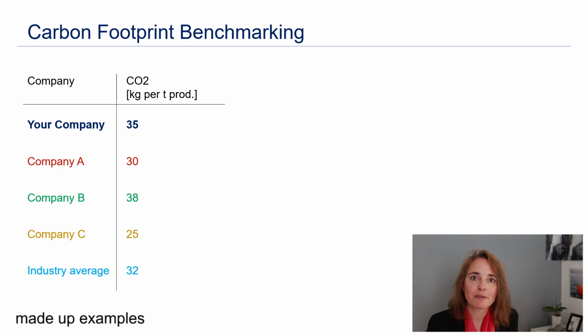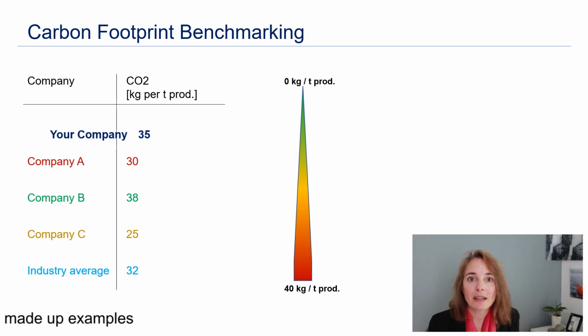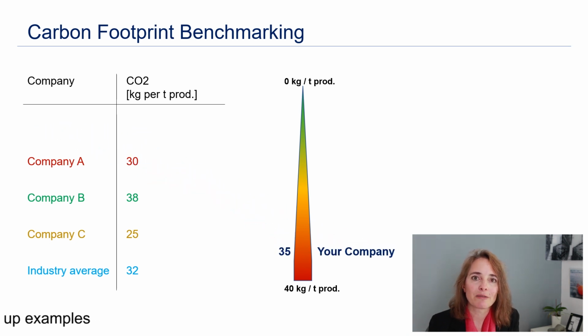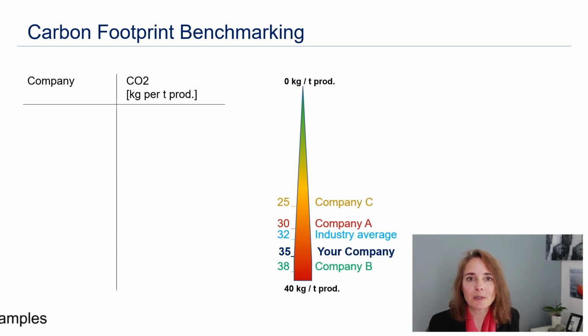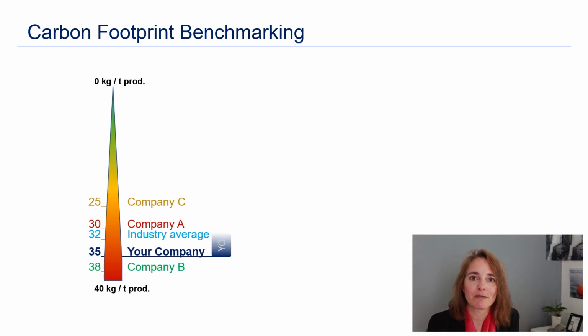And I like to draft it in a graph where the upper end is the top performance. In that case, it would reduce the CO2 footprint to 0 kilograms per ton produced. And on the lower end is the worst performing company. And then I would put in all the different numbers of the companies, and you can clearly see that for your company you have some potential for improvement.